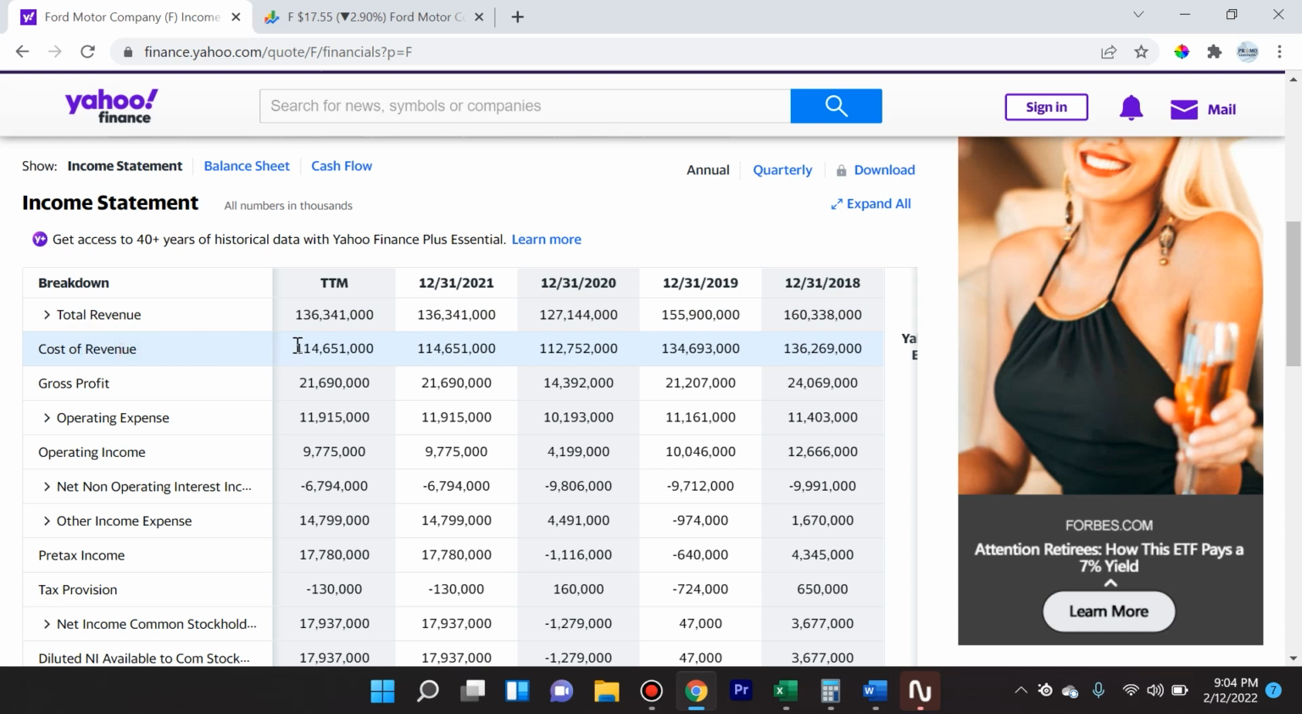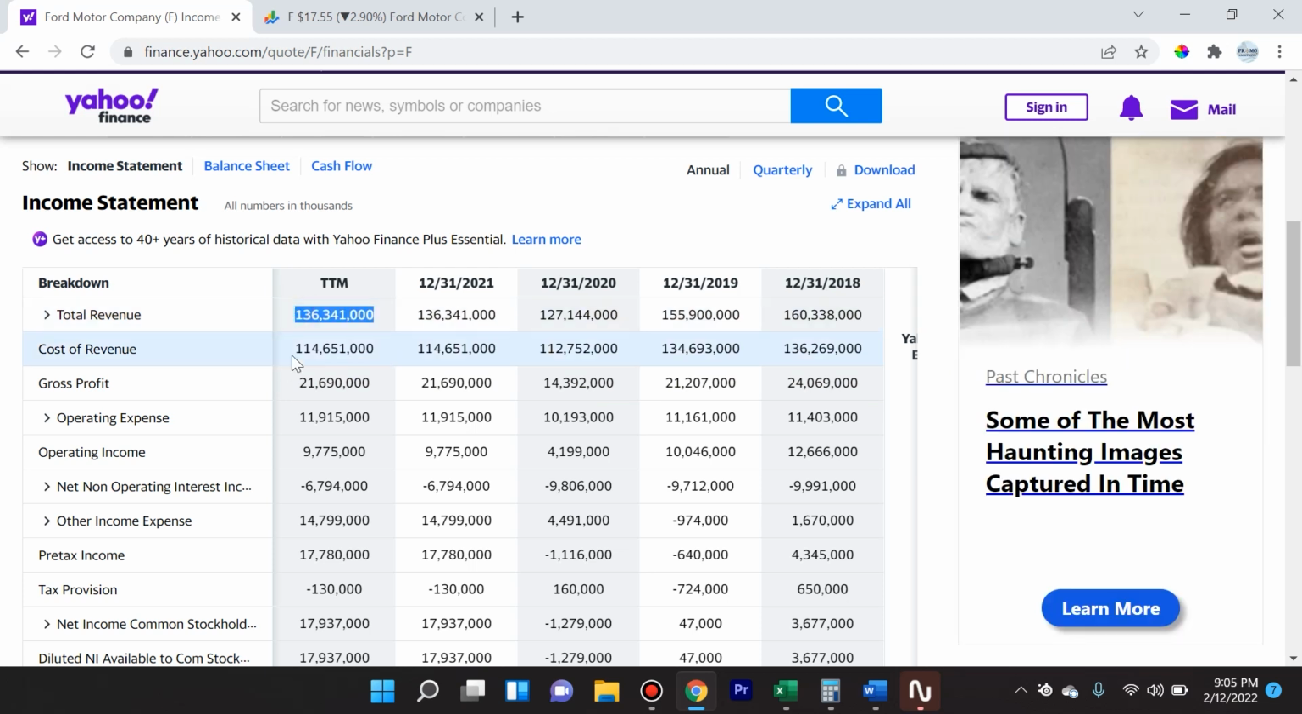So we see here that the cost of goods sold for the trailing 12 months was $114,651,000,000. And so the next line is the gross profit. This is simply the total profit after taking revenues, this number here, and subtracting cost of goods sold, this number here. So all gross profit is this number minus this number. And then we see our gross profit or total profit.